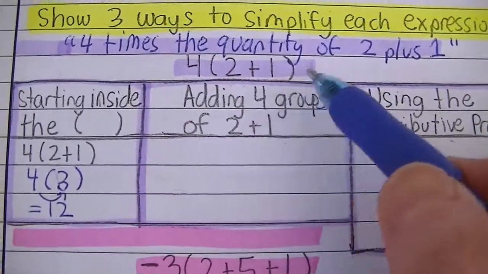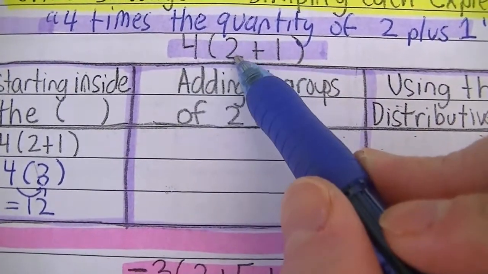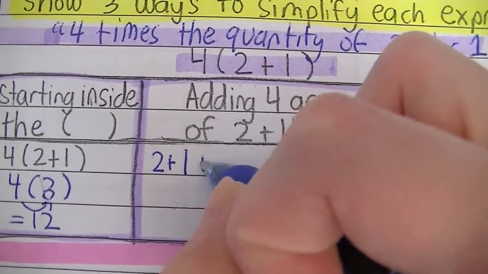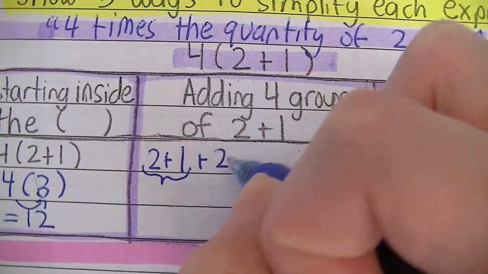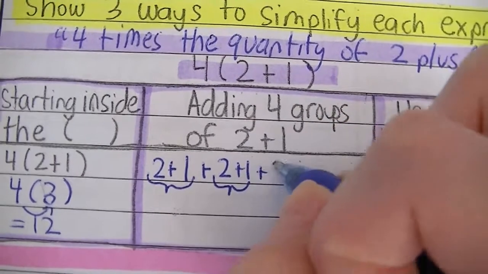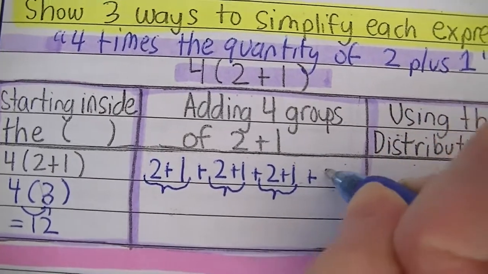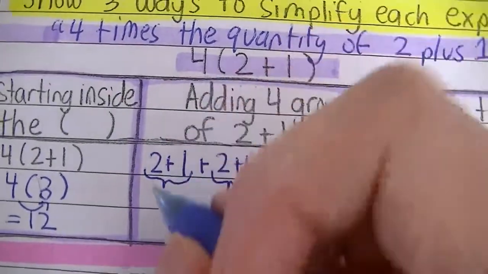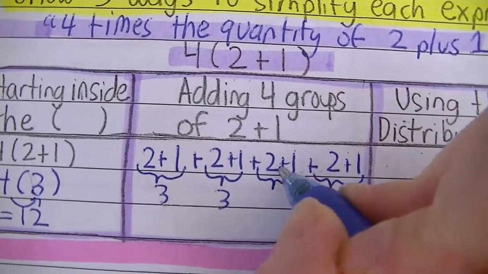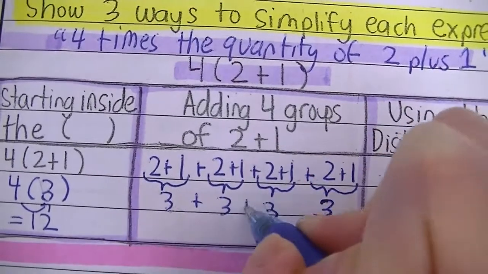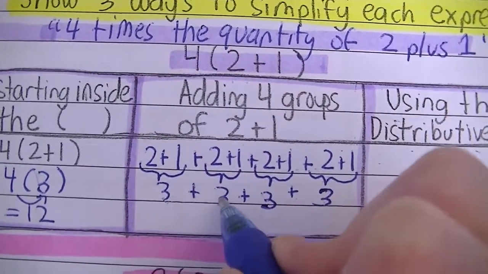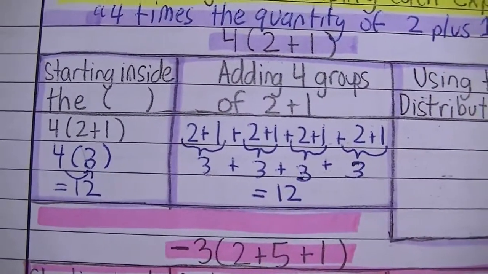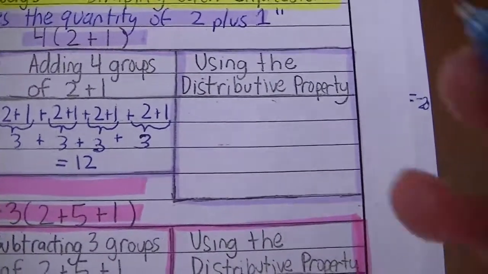Now, another way to show how to simplify this expression is by adding 4 groups of 2 plus 1. So this is going to take some writing. Okay, here's a group, 2 plus 1, plus a group of 2 plus 1. There's my second group, plus a group of 2 plus 1. There's my third group, plus a group of 2 plus 1. And there's, what, 4 groups? All right, so 2 plus 1 is 3, 2 plus 1 is 3, 2 plus 1 is 3, 2 plus 1 is 3, and you're adding them all together because this is a positive. So 3 plus 3 is 6, plus another 6 right there gives you 12. Same exact answer.